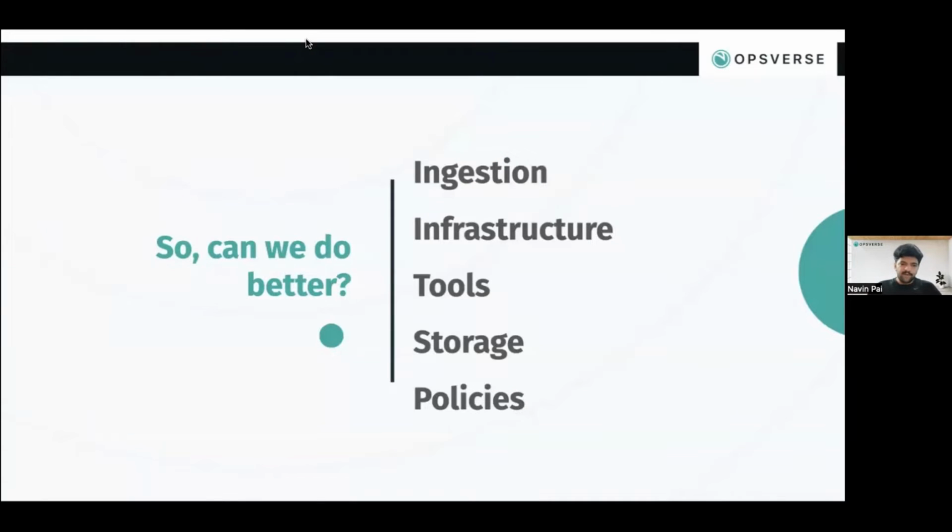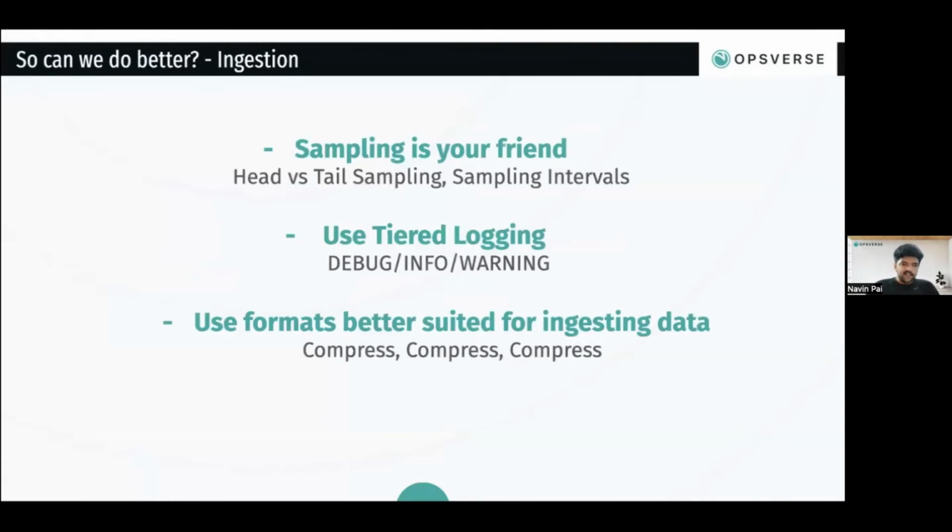So what can we do to be better, right? I'm breaking this down into 5 or 6 different categories. We'll talk about ingestion, we'll talk about infrastructure, we'll talk about the tools themselves, we'll talk about storage and storage optimization, and we'll talk about policies and other miscellaneous things that you can fix within your enterprise, right? So let's get started with ingestion, right?